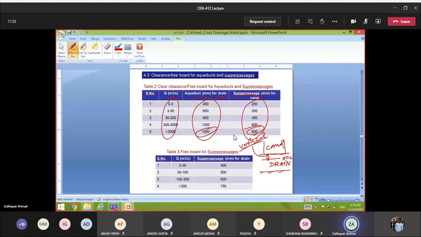And for the freeboard for the super passage, where the canal drain is above the canal, how much is to be provided for the different discharges is given. So when you are designing, of course, you have to provide the vertical clearance and all those things that you have to keep.